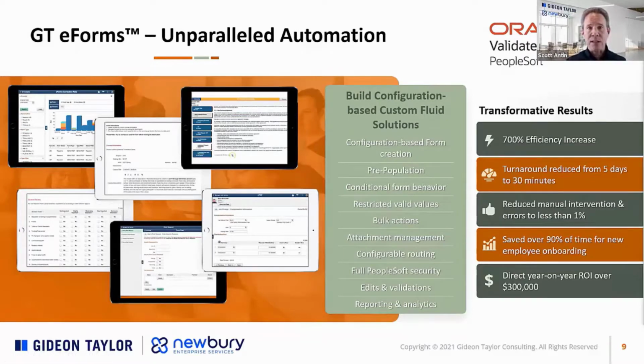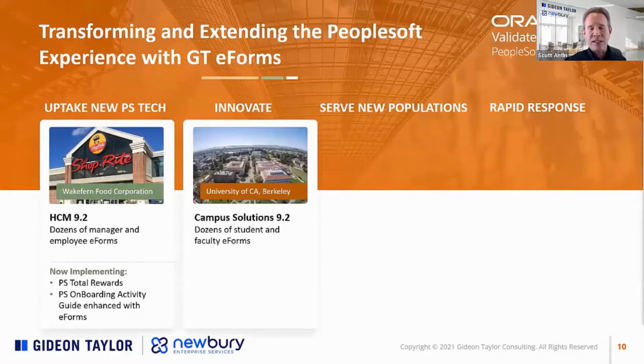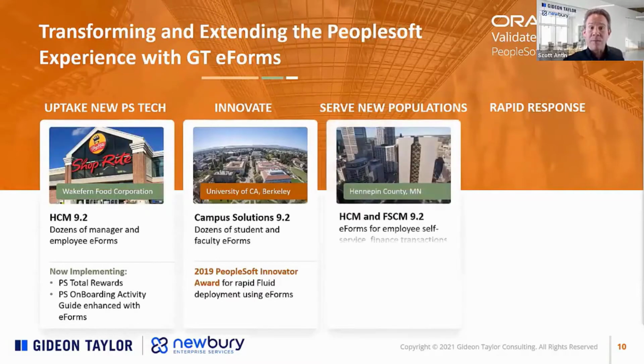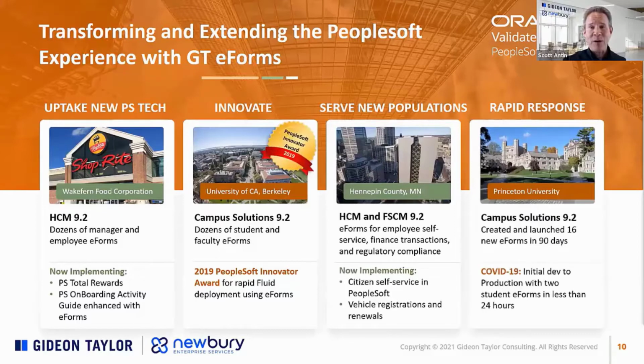These are just some of the transformative results that some of our clients have seen over the years. Huge efficiency increases because you're putting this stuff online. They're intelligent, they're dynamic, they follow the rules of your organization, so they're ensuring compliance. And then these are some of the clients that have been using GTE Forms, some for 18 years, some for just a couple of years. The one over on the far right, Princeton, is a great success story.